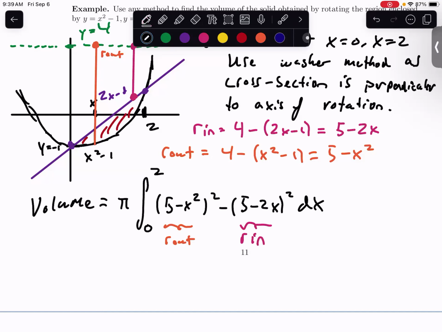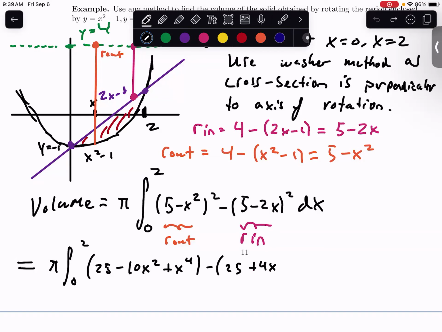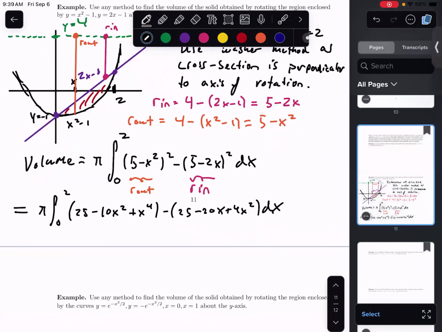Okay, so now it's just a matter of multiplying things through. I don't like doing the disk and washer method because you always have to square things out, so it's a decent amount of computation. This is pi times the integral from 0 to 2 of 25 minus 10x squared plus x to the 4th power minus 25 plus 4x squared. Oh wait, I skipped one. Would it be minus 20x? Yeah, minus 20x plus 4x squared dx. I'm going to run out of space. Let me add a page here.